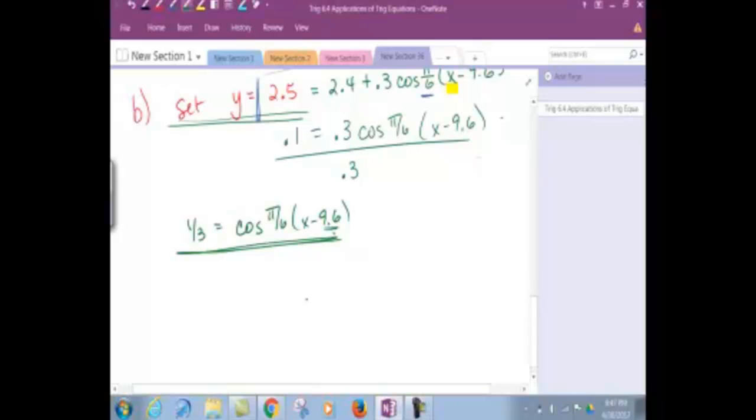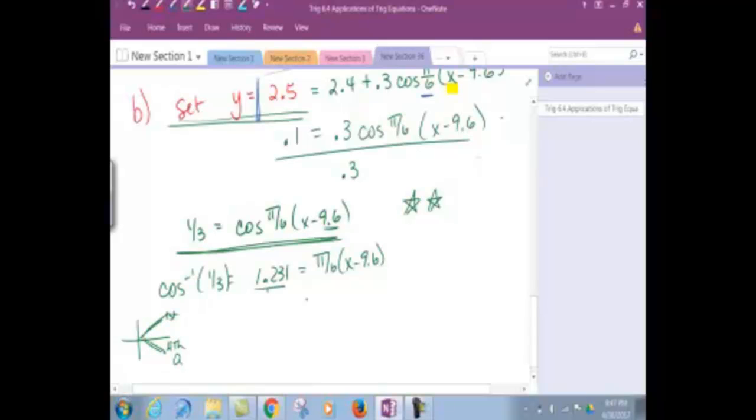All right, so what we want to do is take the inverse cosine, right? So the inverse cosine of 1/3 turns out to be approximately 1.231. So we're going to set that equal to pi over 6 (x minus 9.6). Now, this is really important to remember. We know that the cosine is positive in the first and fourth quadrant. Okay, so the cosine is 1/3 here and again here.